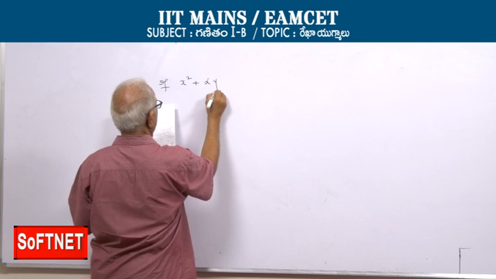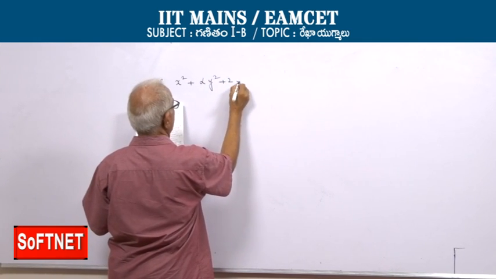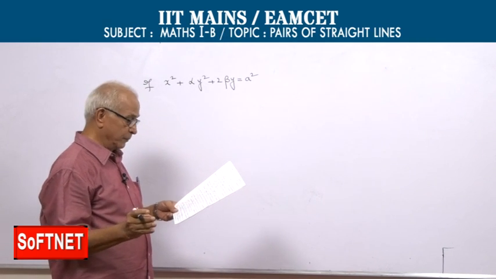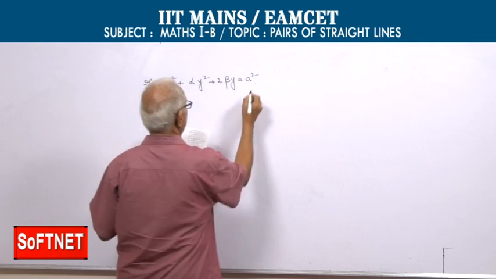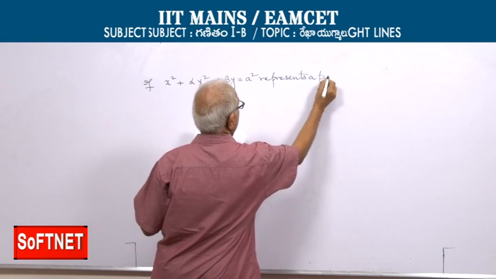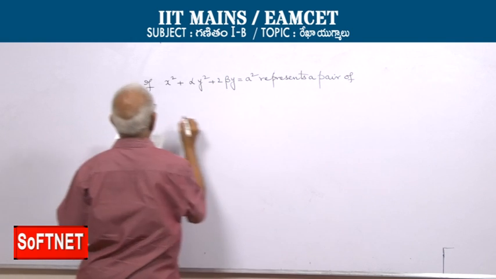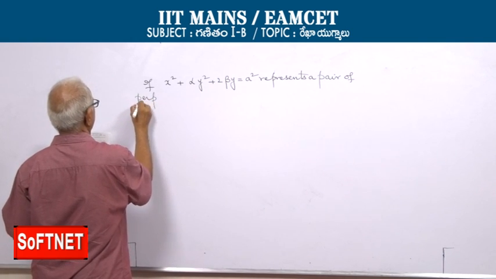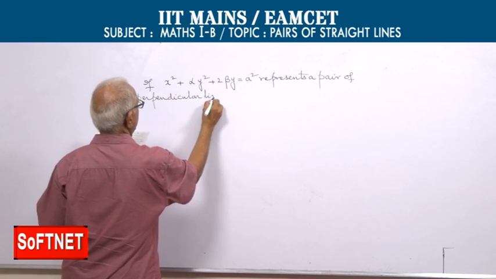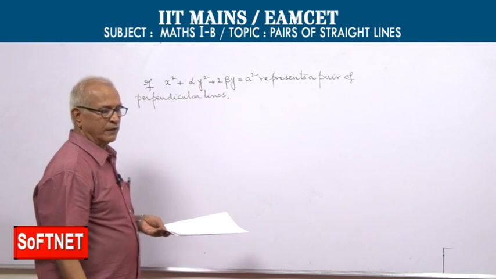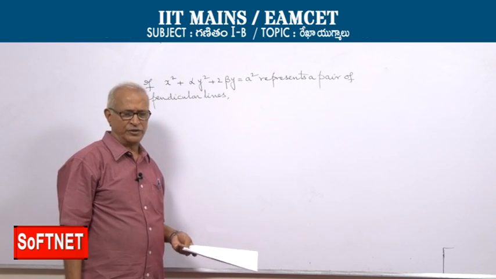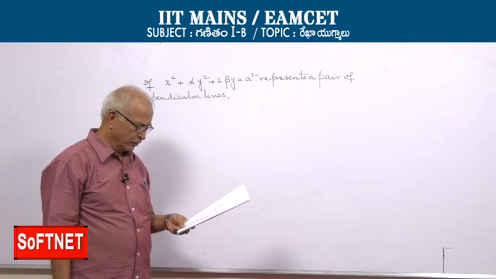If x square plus alpha y square plus 2 beta y minus a square equal to 0, not a homogeneous equation because of the presence of the y term, represents a pair of perpendicular lines, then beta equal to... I told you the condition for whether the homogeneous equation or the general equation of second degree in x and y represents a pair of perpendicular lines, that necessary condition is the same, a plus b equal to 0.